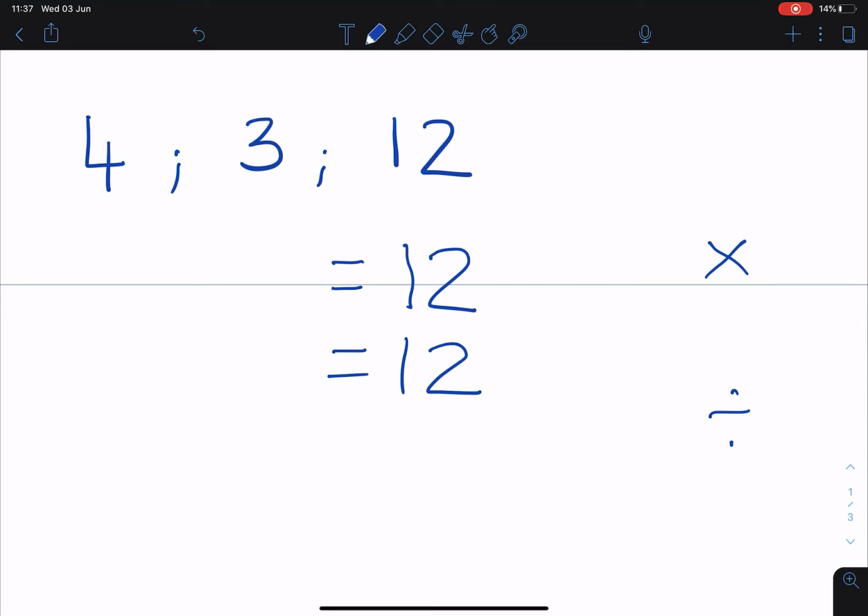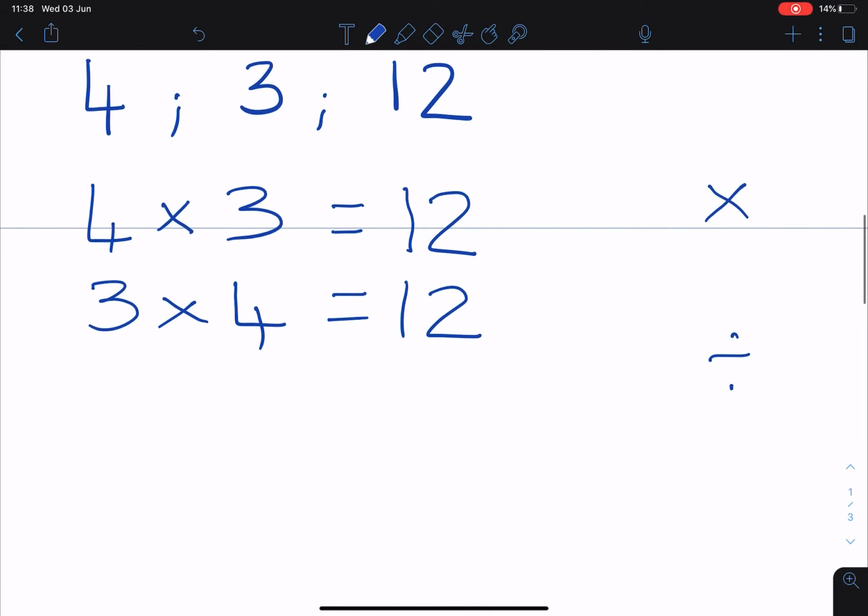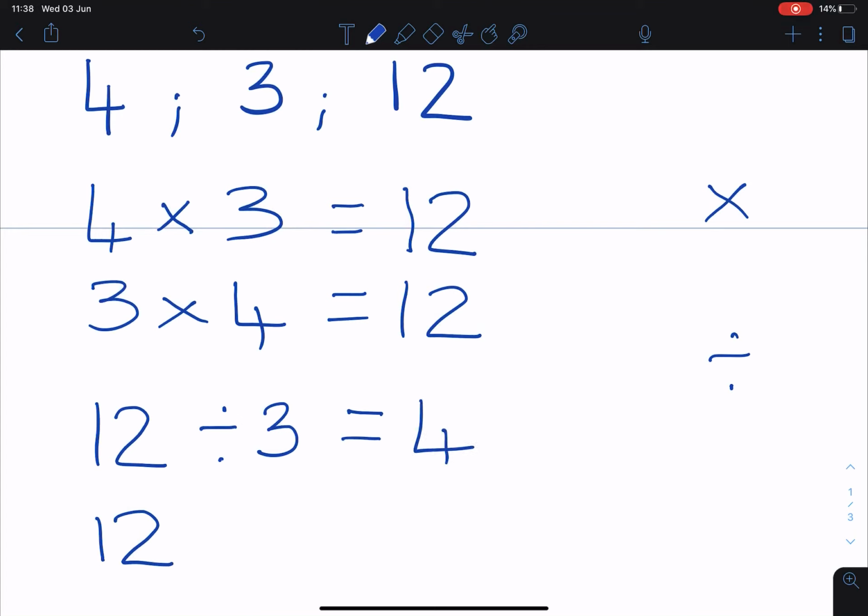Let's use 4 and 3 to help us. 4 times by 3 is 12, and 3 times by 4 is 12. Let's look at the divide sums now. Remember, with division, the big number comes first because we are sharing it out. So if we have 12 divided by 3, what times by 3 equals 12? 4. And if we have 12 divided by 4, what times by 4 is 12?